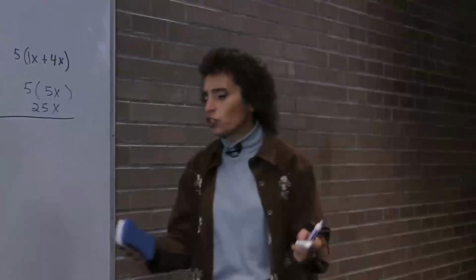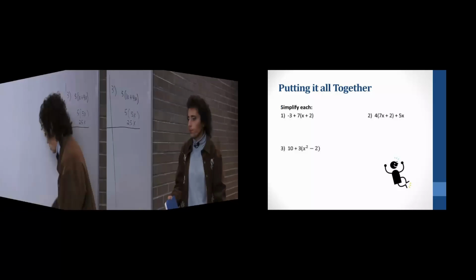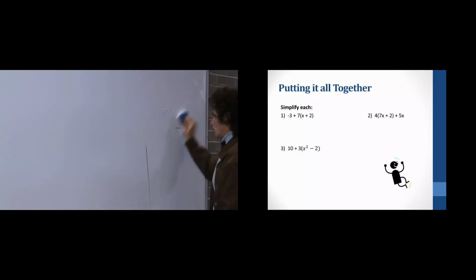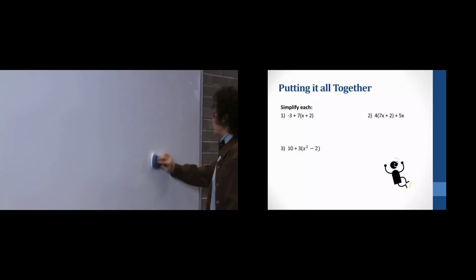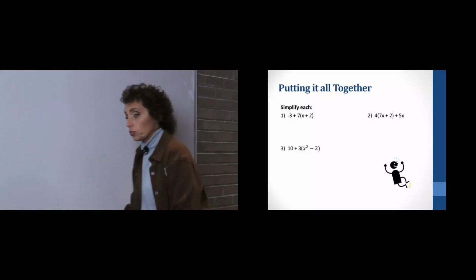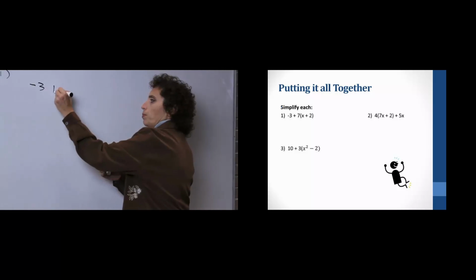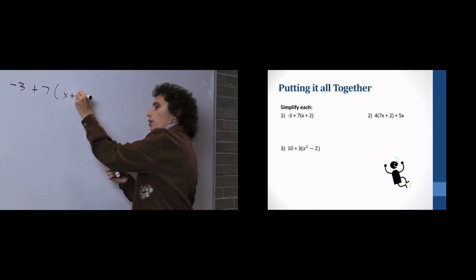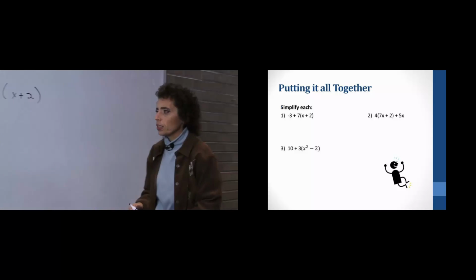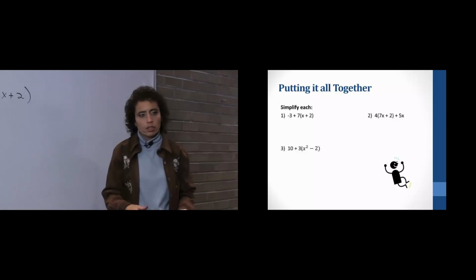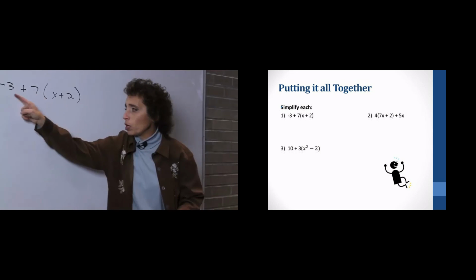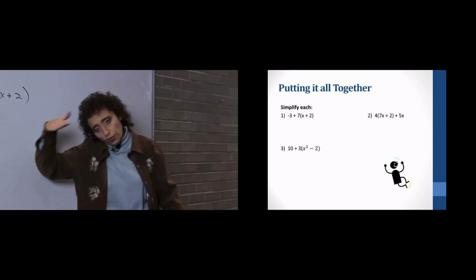Okay, let's try to put together everything we learned. All right, the first problem says negative 3 plus 7 times the quantity x plus 2. That means I have parentheses there, x plus 2. Okay, we want to simplify this. Be very careful. I know what your first step might want to be. You don't want to do that. You want to go through the order of operations.